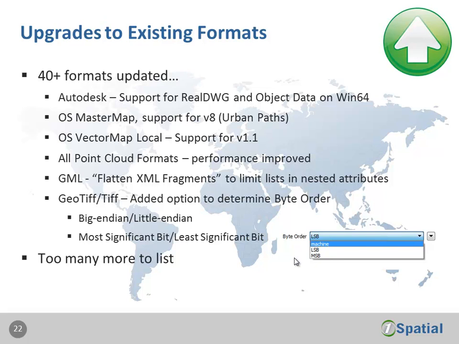MasterMap, if you're interested in MasterMap from the Ordnance Survey, now supports version 8, so the urban paths dataset or theme is available to you. VectorMap Local has been revised by the Ordnance Survey and is now updated in FME as well. Point cloud formats have had some performance improvements. There's been some changes in GML structure, and if you want to write TIFF files so that you can use them on a Mac, then you can certainly do that now as well.